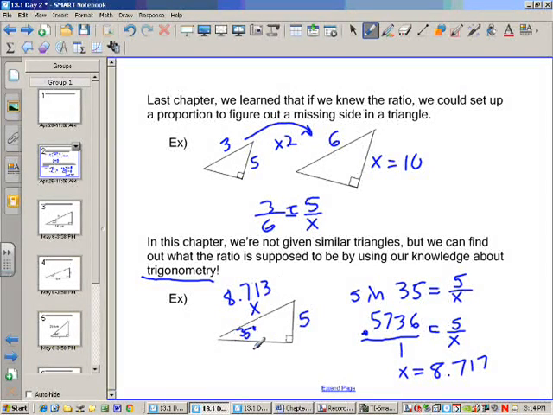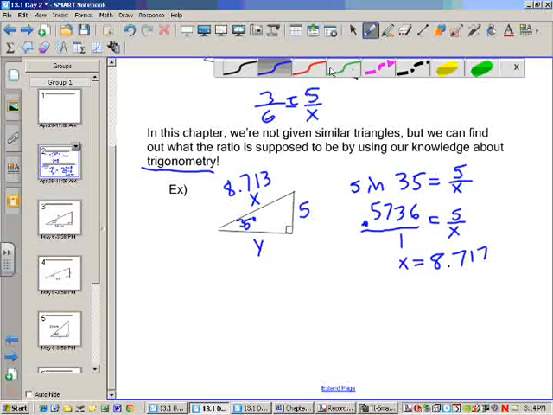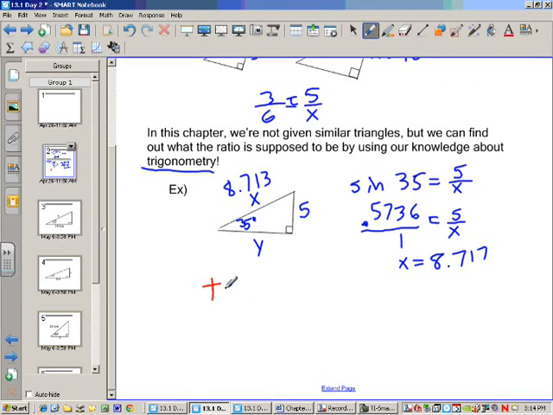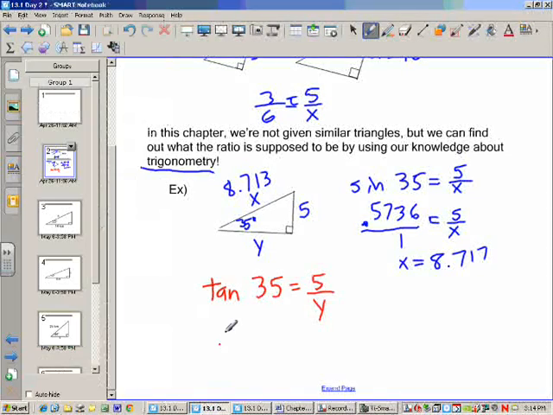Now if I wanted to find this side, let's call that y. Well, I know my opposite side is 5. My adjacent side is y, which is what I want to find out. So opposite over adjacent is tangent. So I'm going to change color here to red. I'm going to say the tangent of 35 degrees is going to be my opposite, which is 5, over my adjacent, which is y.